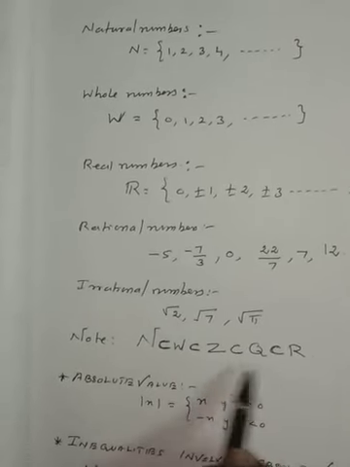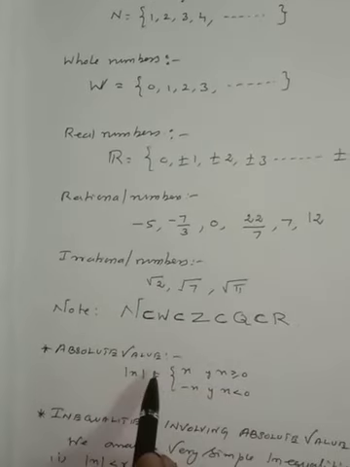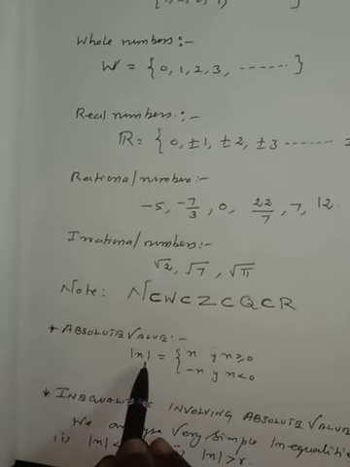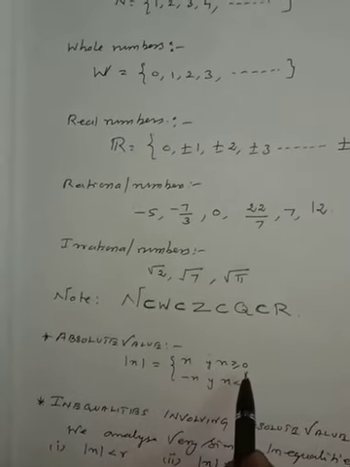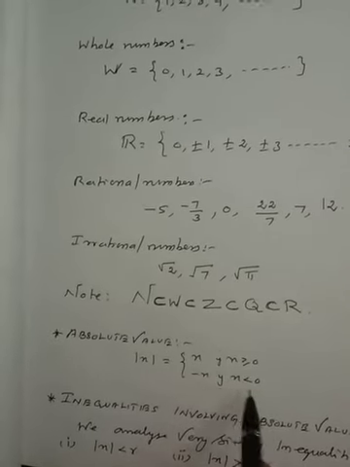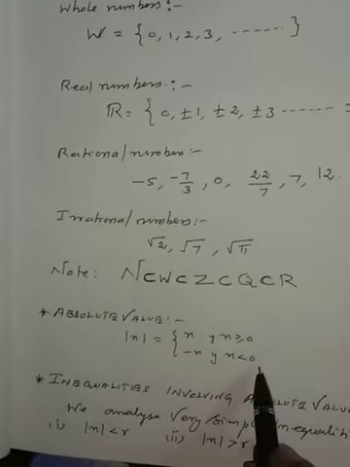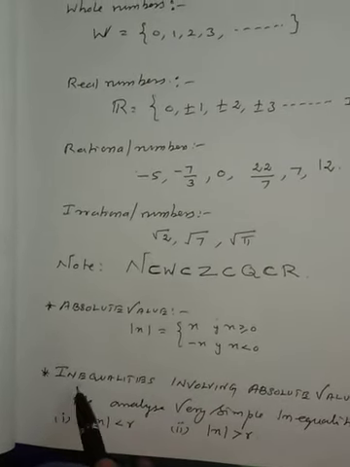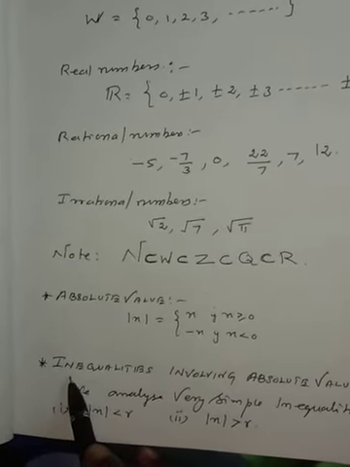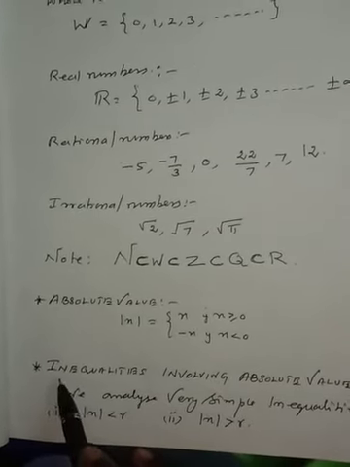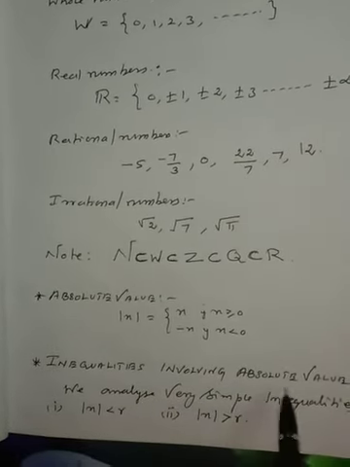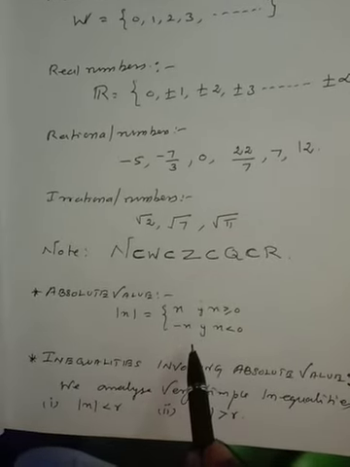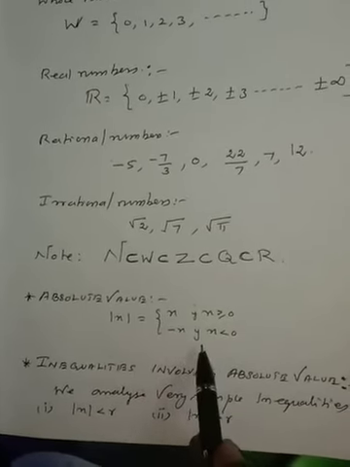This is the basic concept. Okay, absolute value. Next we are going to take the absolute value, modulus x. Modulus x means x if x is greater than or equal to 0, and minus x if x is less than 0. There are two possibilities: one is positive x, another one is negative x. Next, inequalities involving absolute values. Mod x is positive x if x is greater than 0, negative x if x is less than 0.